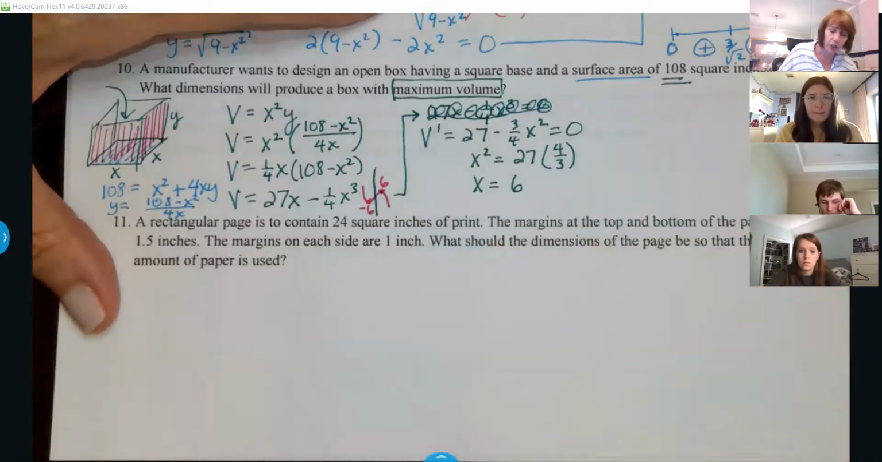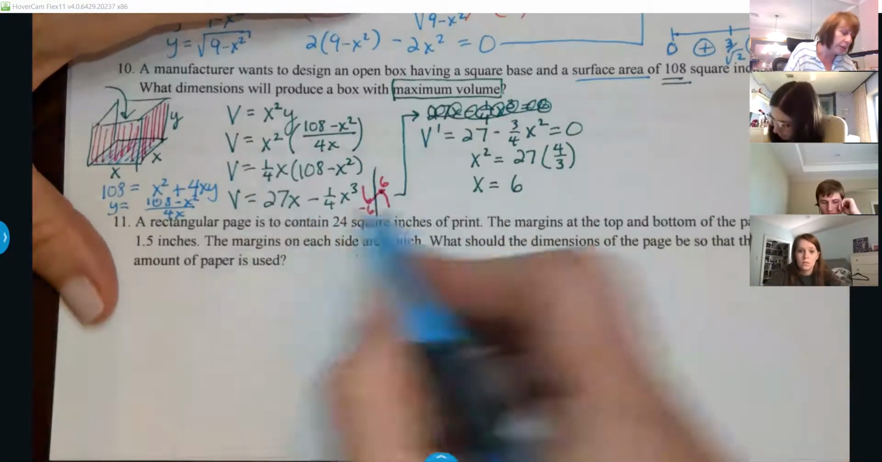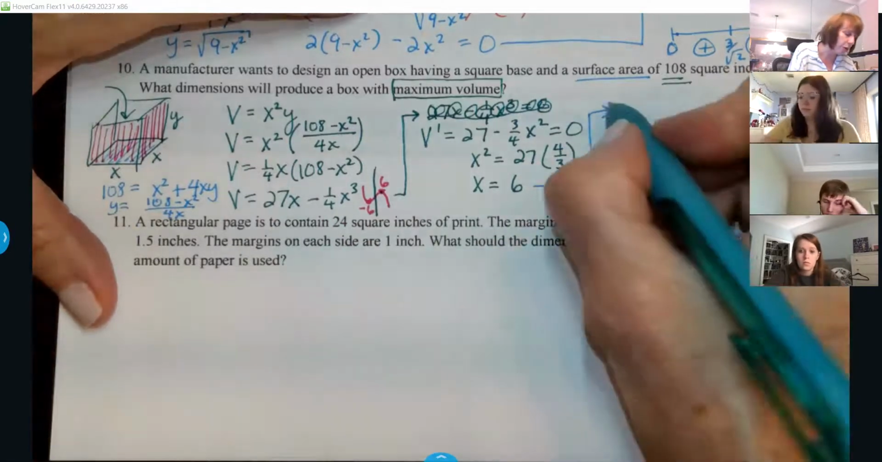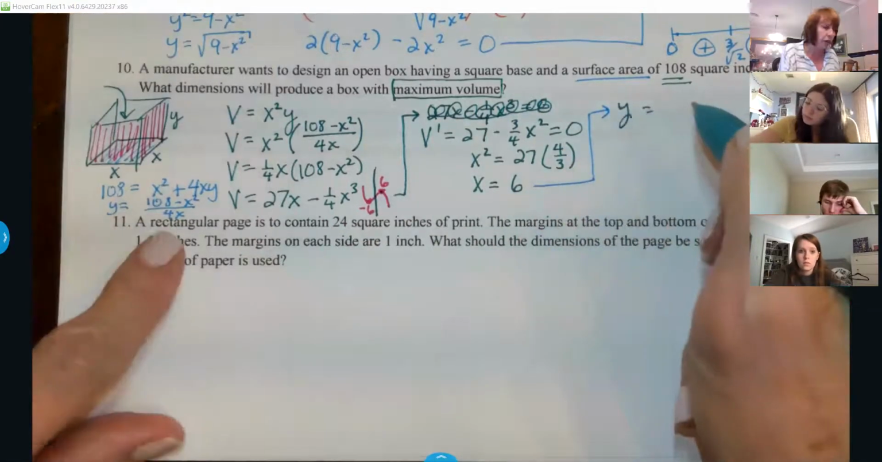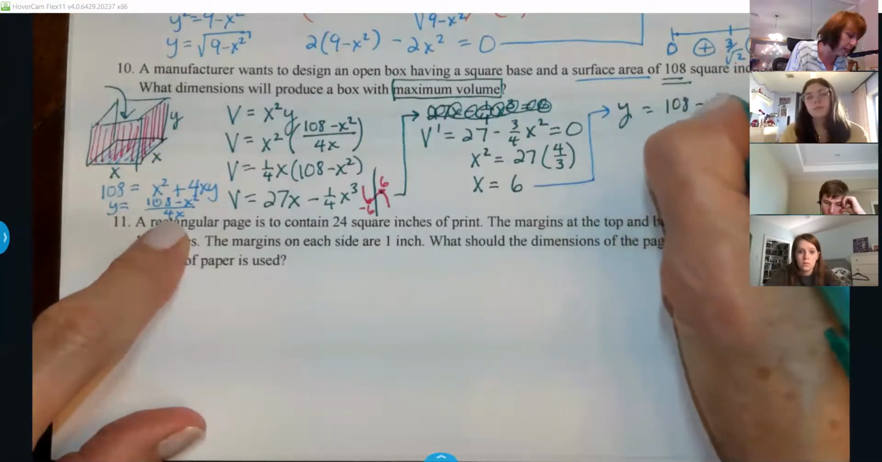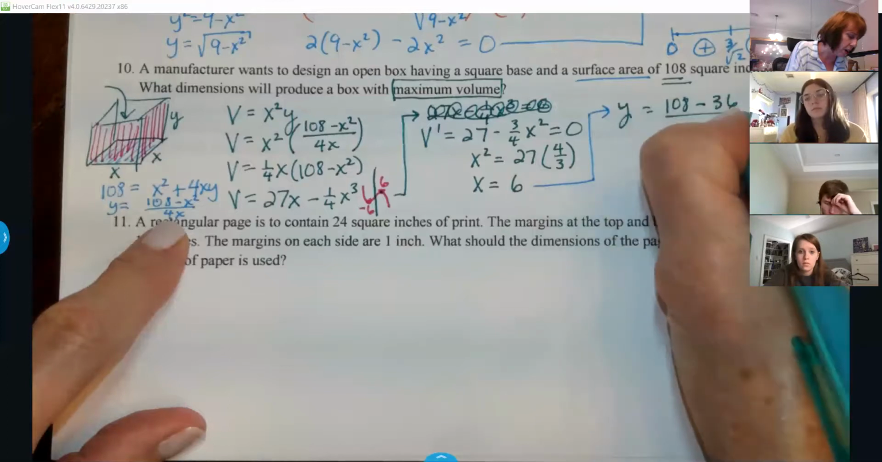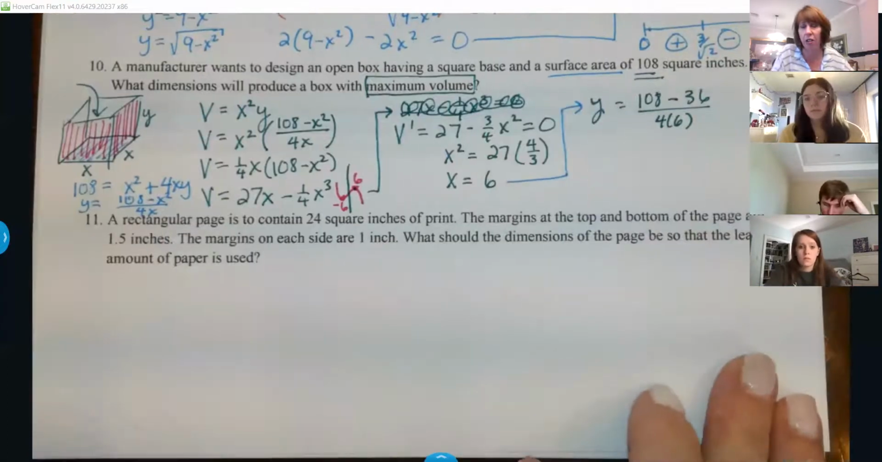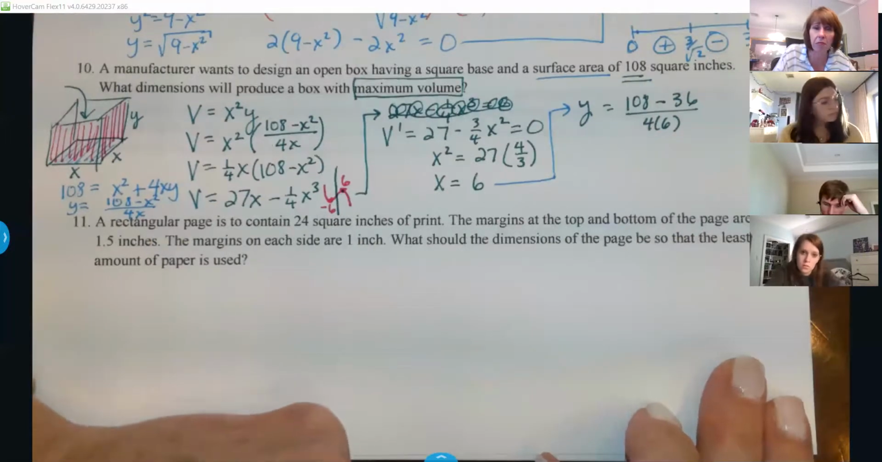All right, so we want the dimensions. So x is 6 and we want y. So I'm coming over here to my y expression. y is going to be 108 minus 6 squared all over 4 times 6. And you can say stop with an FRQ. So I would just stop there.